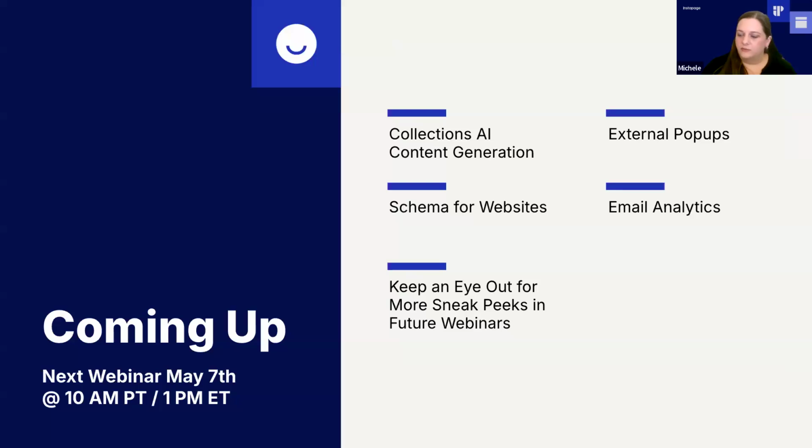Coming up for our next webinar will be on May 7th, where we'll have some really exciting topics to discuss. We're going to be going over the collections AI content generation, different use cases for that, and how to use that inside the platform. Also, new feature releases looking at external pop-ups that will live outside of Instapage, schema for websites, email analytics, and then we might have a few additional features that we talk about during that session.